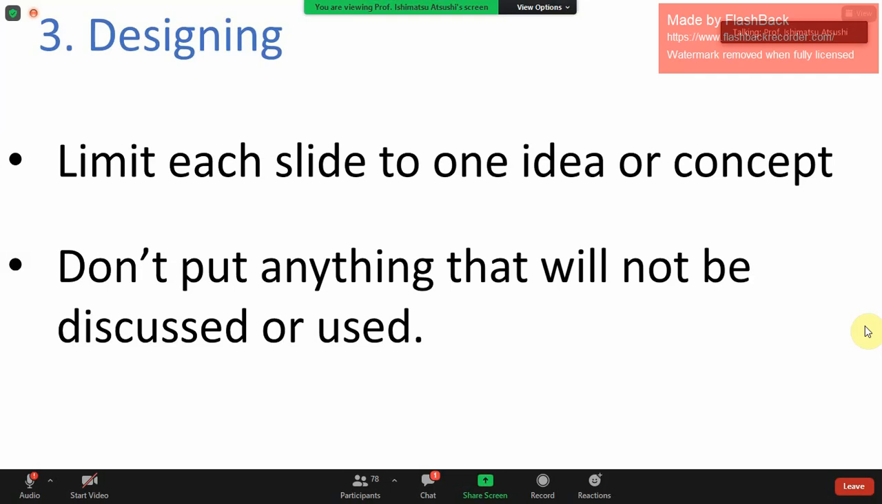And the other thing, which is also very important, is do not put anything in a slide that will not be discussed or used. In other words, if you do not mention something, it is better to remove it from your slide, so that everything appearing in the slide must be explained to the audience.